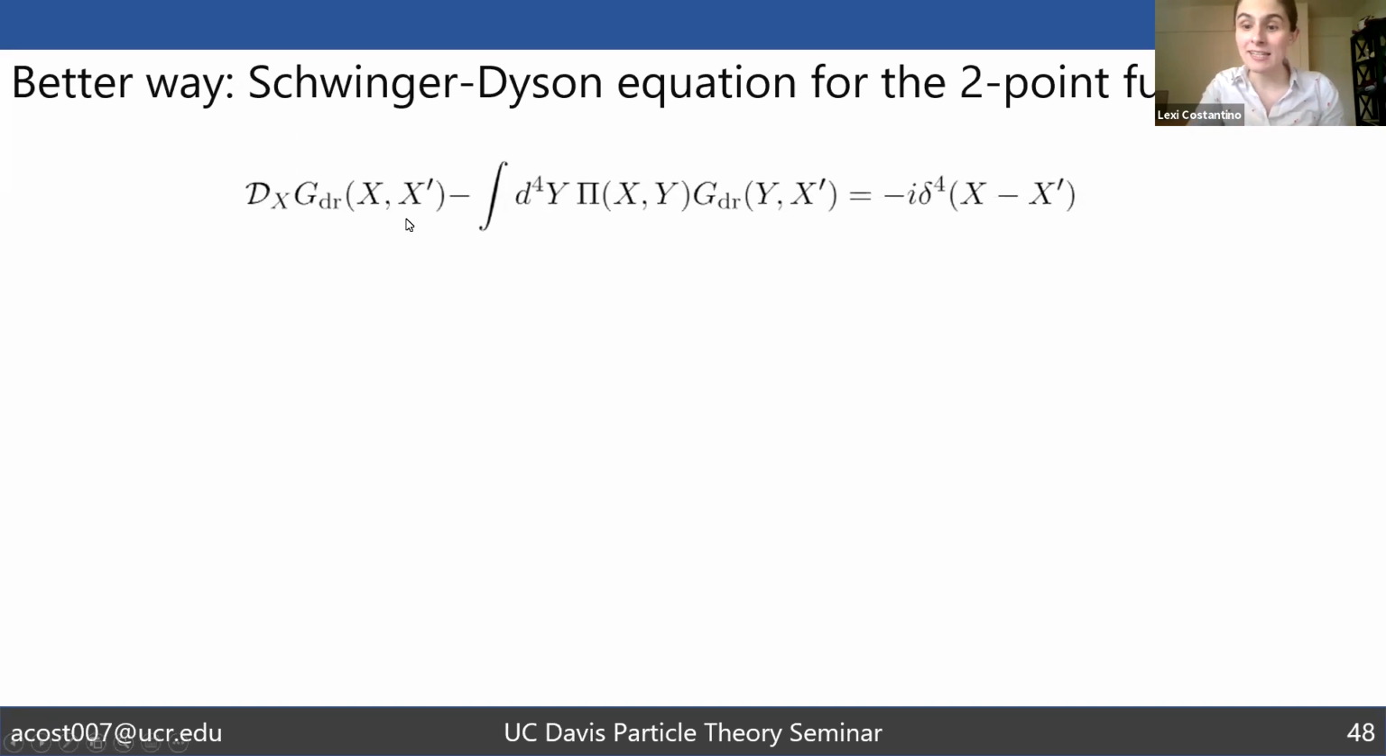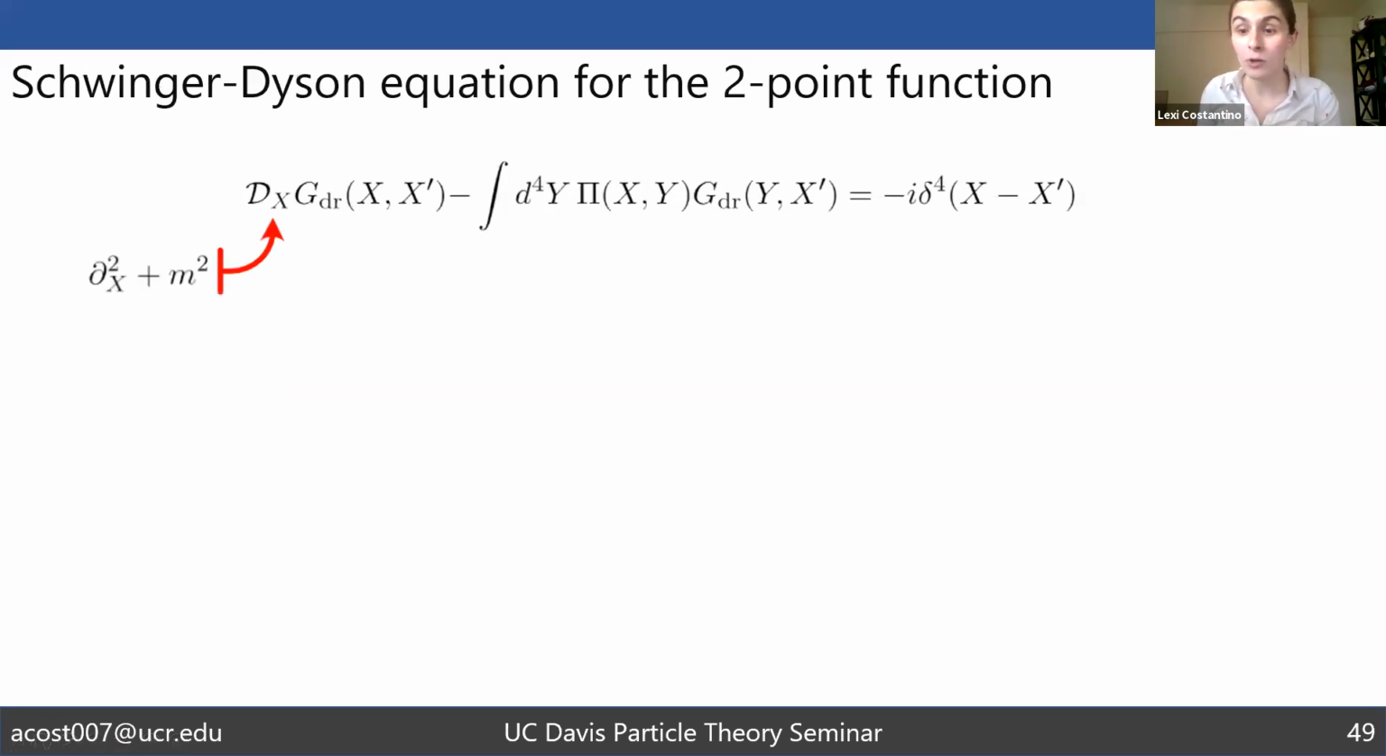So this D out in front is the wave operator that appears in the equation of motion. In 4D flat space, this would be your D squared plus M squared that you would see in the Klein-Gordon equation. So if you ignore the middle term, you have D squared plus M squared acting on the propagator is minus i times delta. So this extra term is what gives us the resummation. It gives us the dressing.